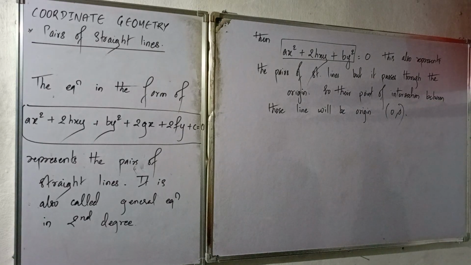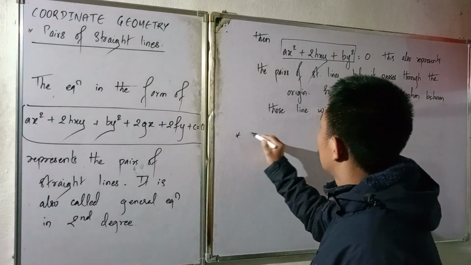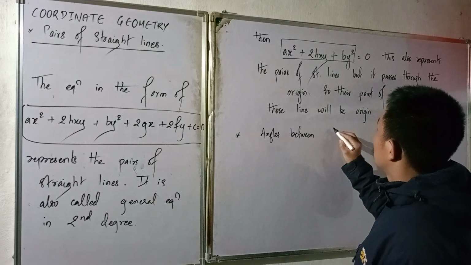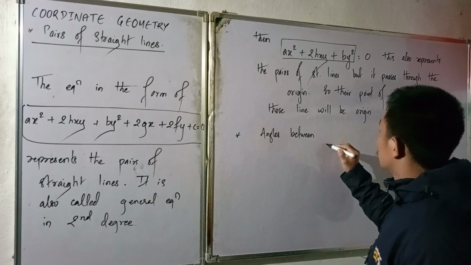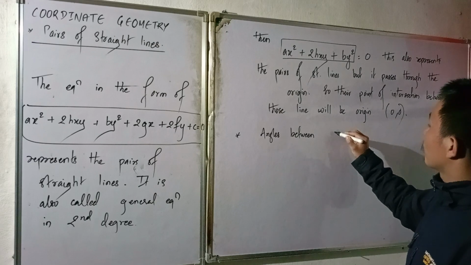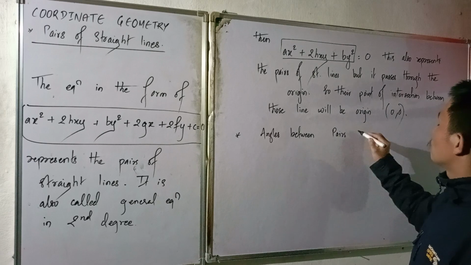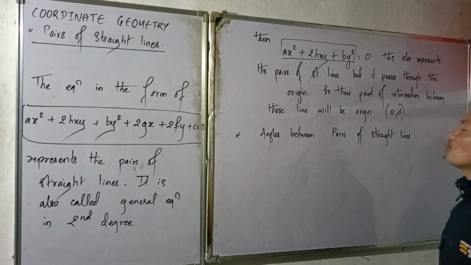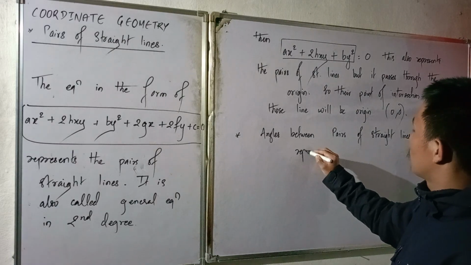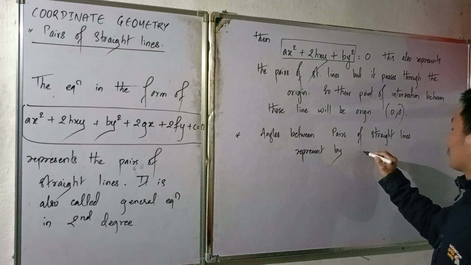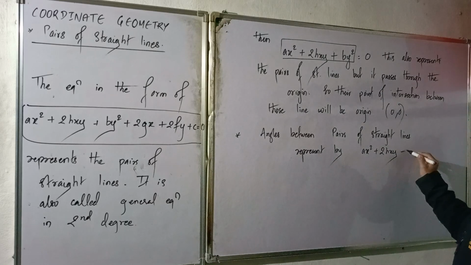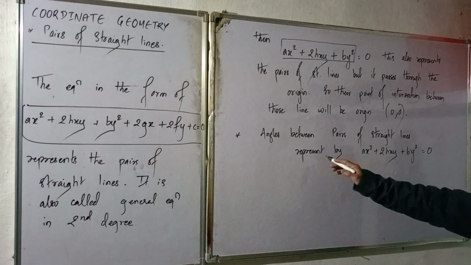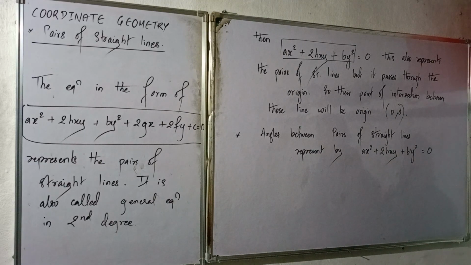After this, angles between a pair of straight lines. Now the angle between the pair of straight lines represented by ax squared plus 2hxy plus by squared. What will be the angle between them? We have a formula for that.